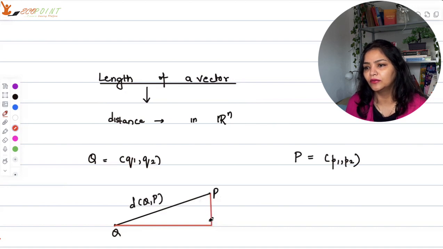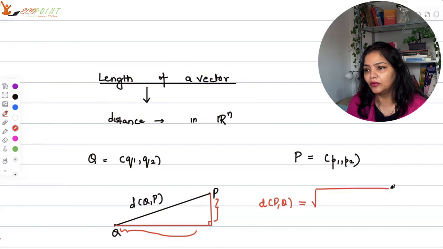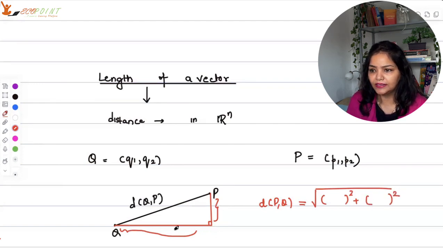If you observe now, your distance between PQ is nothing but the length of the hypotenuse, right? It's the length of the hypotenuse. And what is this length and this length? By the Pythagorean theorem, we can easily figure out that distance between PQ is nothing but the square root of the squares of the length, this and this length in this right angle triangle, okay?